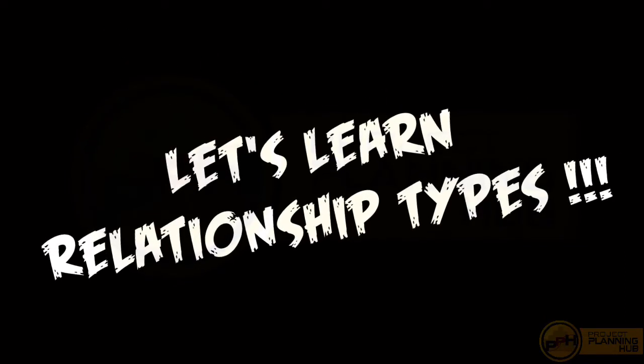In this session, we are going to learn relationship types between activities in a project. In our last session on the critical path method, we already saw all activities are linked, and based on those links and duration, we calculated the dates. So the role of relationships in project planning is very important.